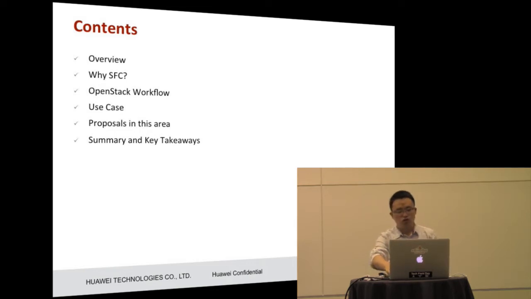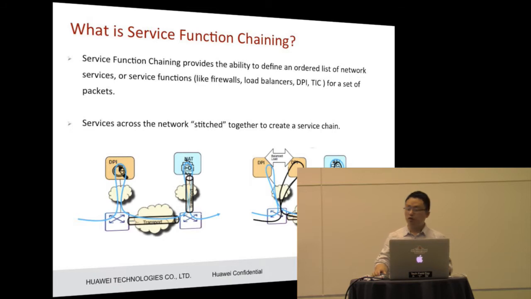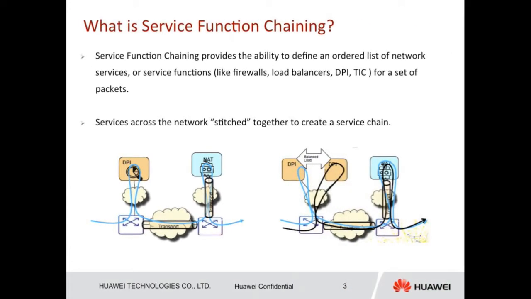First, I would like to give you an overview of what service function chaining is. As all of you might know, service function chaining provides the ability to define an ordered list of network services. All service functions like firewalls, load balancers, DPI, take a set of packets. Services across the network switch together to create a service chain. You can see from the picture that a certain flow can be steered to a different ordered list of service functions.